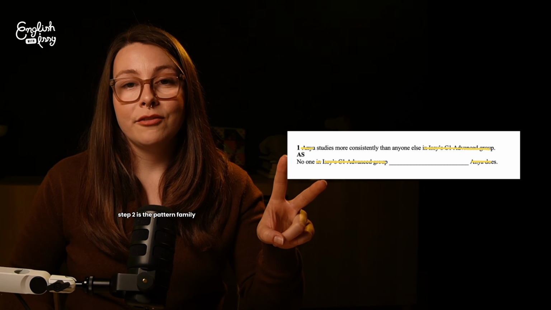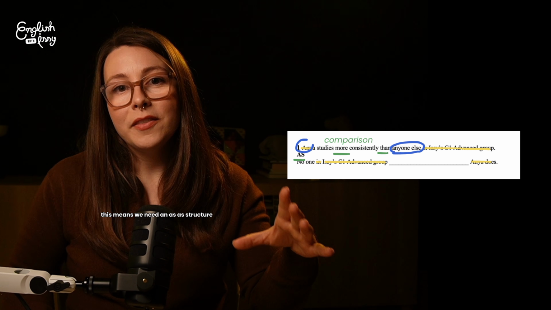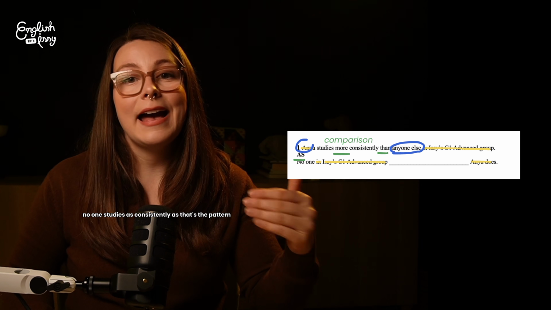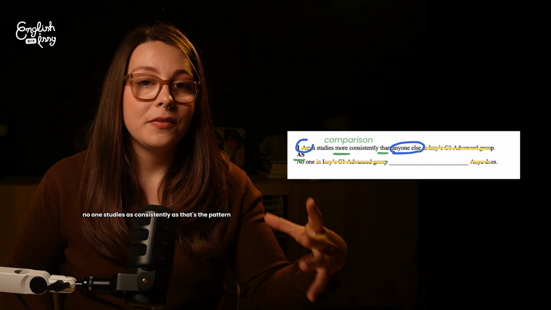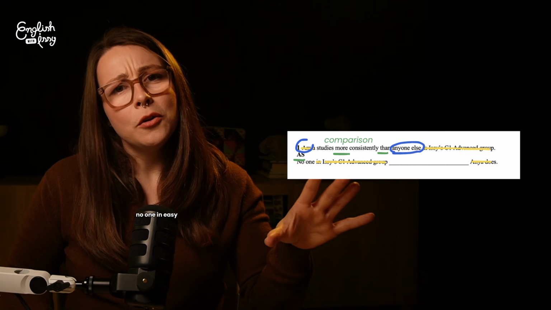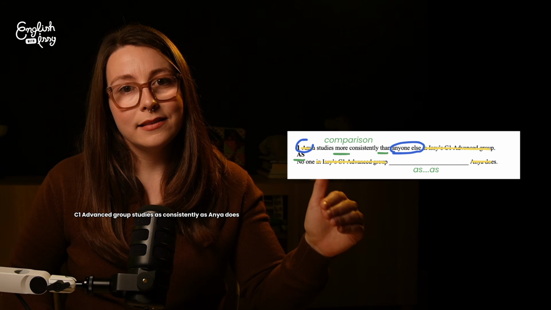Step 2 is the pattern family. Now, this is a comparison. And as the keyword is as, this means we need an as structure. No one studies as consistently as. That's the pattern. Step 3 is our draft, our plan. No one in Izzy's C1 advanced group studies as consistently as Anya does.